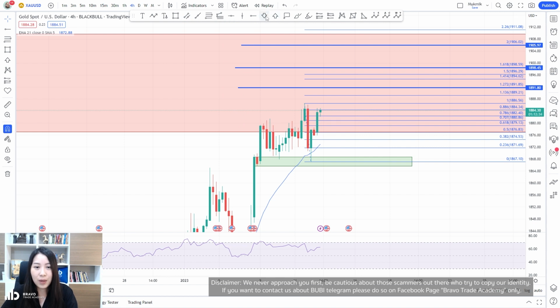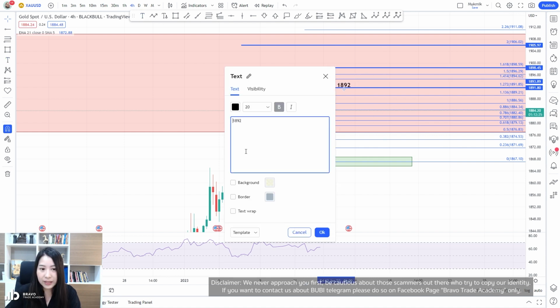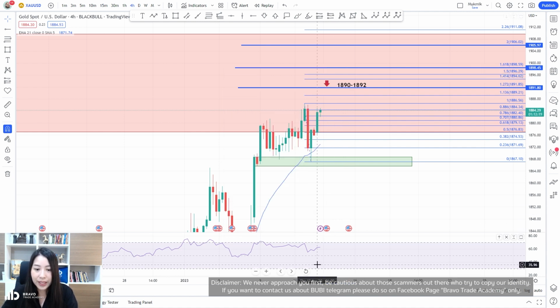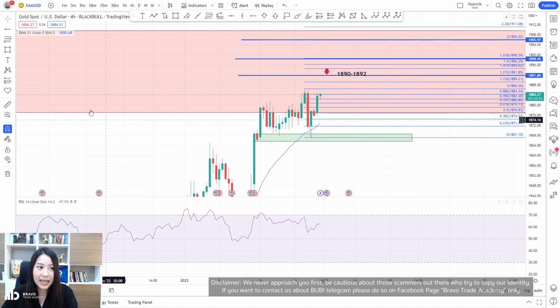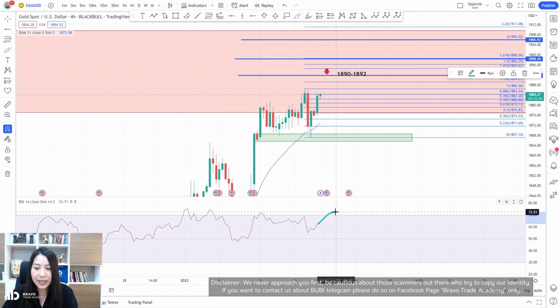So the first one is going to be 1892. Or if you want the significant level as well, it's going to be 1890 to 1892. However, be careful of the momentum that we've got on the RSI. So if the RSI shoots back up really high above 70, that is going to be dangerous. Okay, so we will cancel this plan.